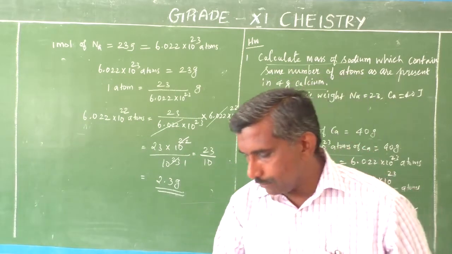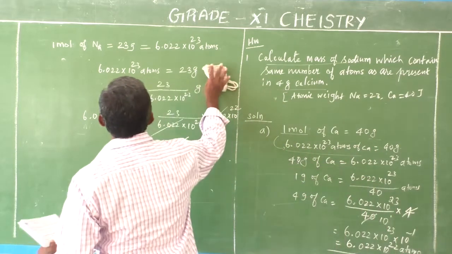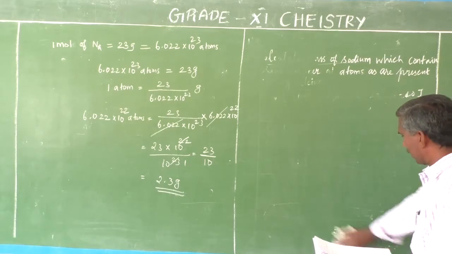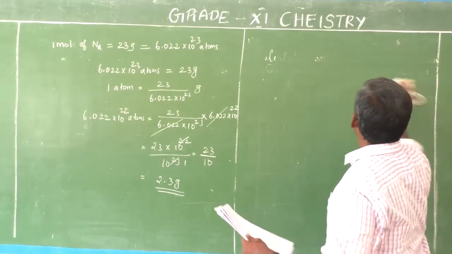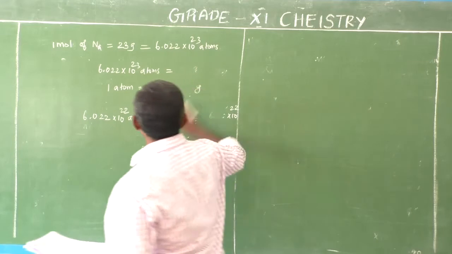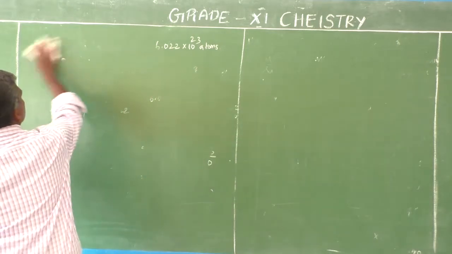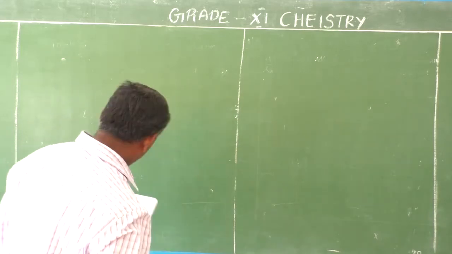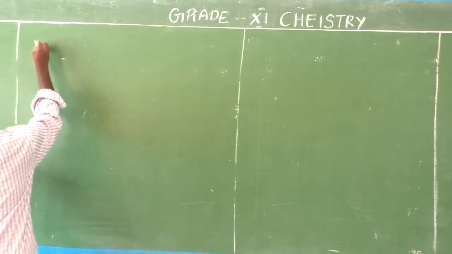Now the next sum. What is the next sum? I will do it today, 4 sums or 5 sums related to moles. Second sum. What is the sum? Very interesting sum.